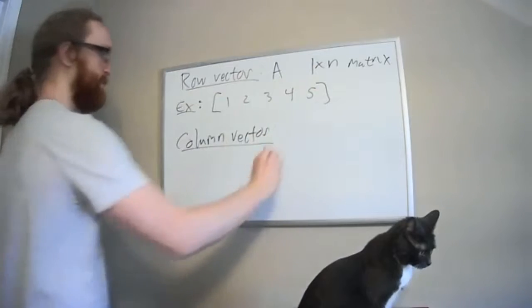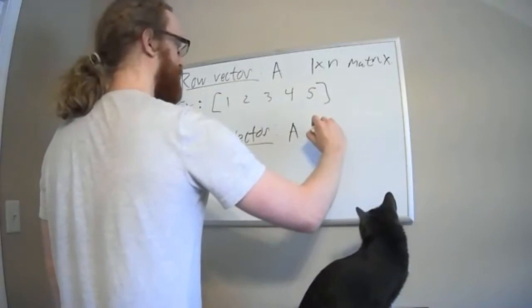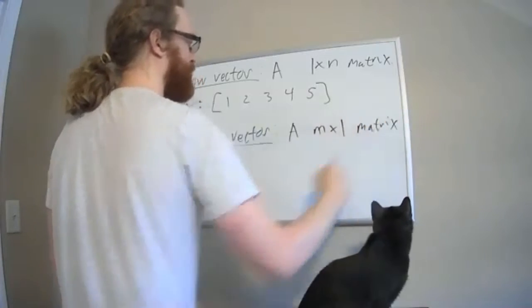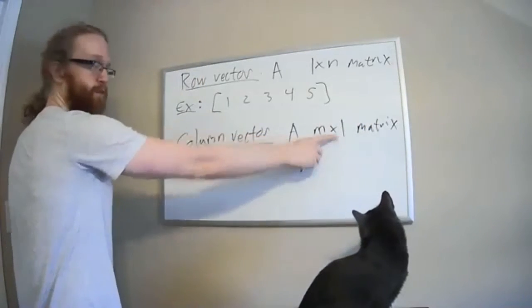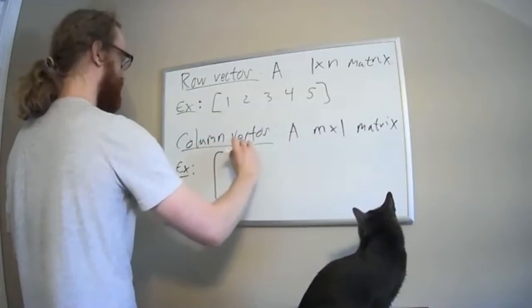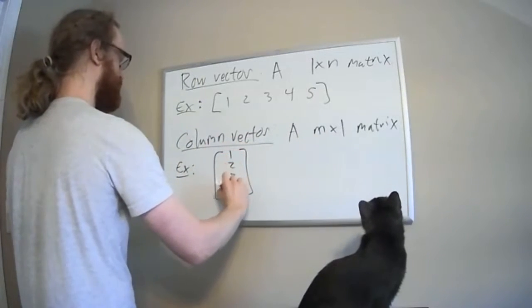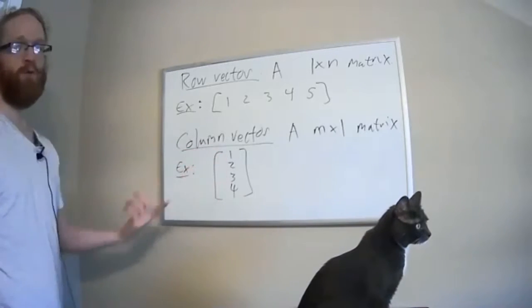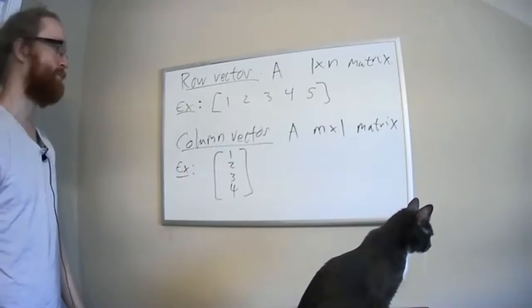And this is just the opposite. This is an m by 1 matrix. So now instead of having a single row, I have a single column and then however many rows I want. So here's another example. A column vector, 1, 2, 3, 4. Just a single column. In this case, I have 4 rows. This would be a column vector.